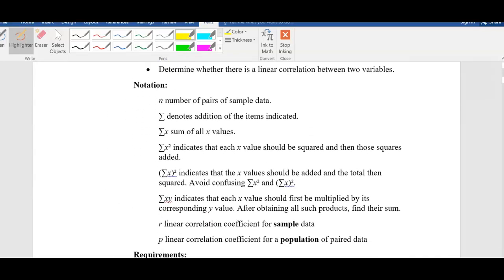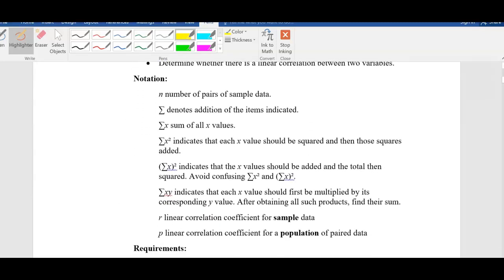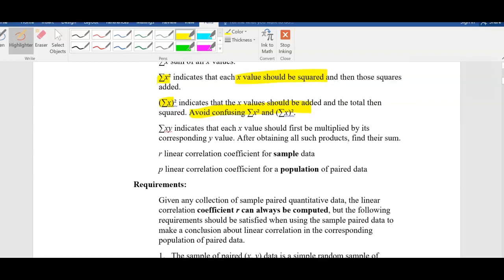All right, here is all our notation. Again, n is our number of pairs. Sigma represents sum, don't forget that. This is the sum of x squared, which is very different than this. This means I square the x values and then I add them up. This means I take the whole sum of all the x's and then I square. Those are very different, don't confuse these two. The other one, you're taking the x times the y and adding it. r is what we use for a sample. When you have a small rho, that's what we use for a population.